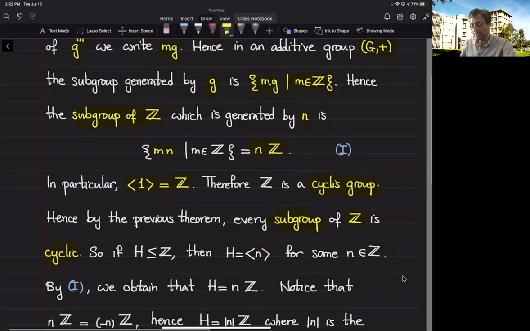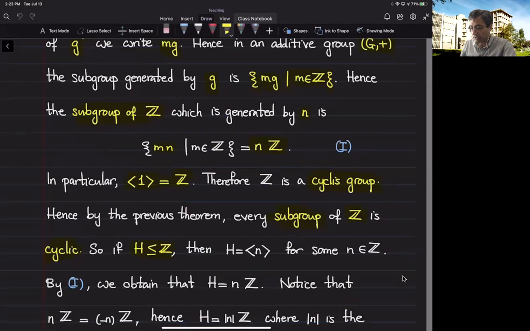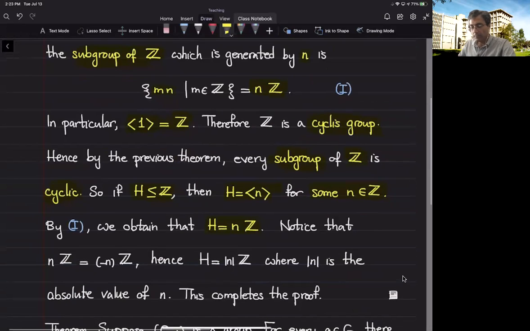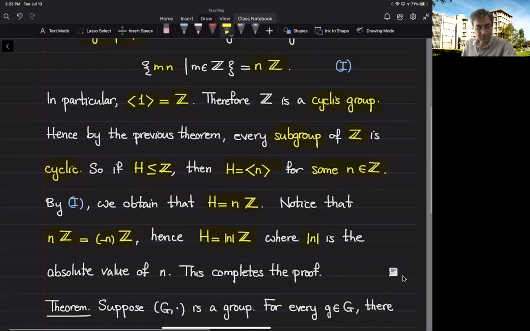Now I give you a subgroup H of Z. We know that it is cyclic, therefore it's generated by some integer n. That means H is nZ. Now notice that because H is a subgroup, it is also closed under taking negation. And moreover, integer multiples of n are the same as integer multiples of negative n. So nZ is the same as negative nZ, and so it is the same as absolute value of n times Z. So without loss of generality, I can assume that this n itself is non-negative, or the absolute value of n is definitely non-negative. So that completes the proof. This shows that every subgroup is of the form some non-negative integer times Z. Those are all the subgroups of the group of integers under addition.